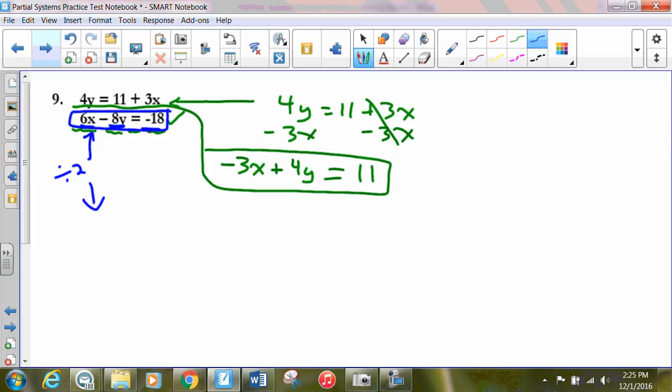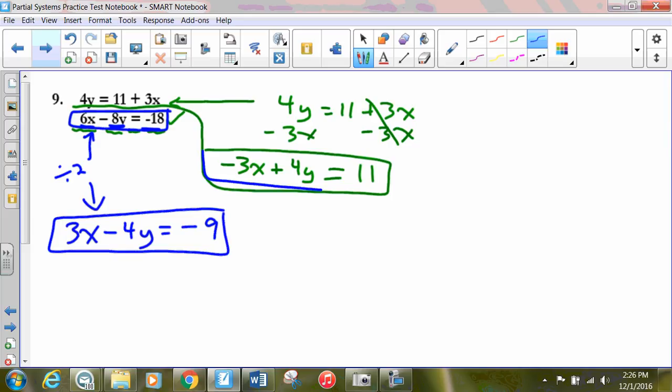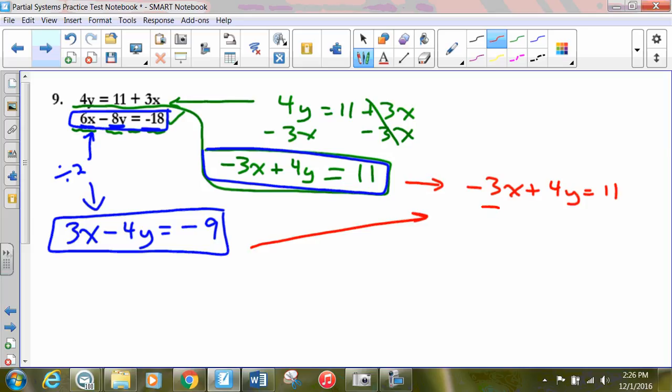And when I do that, I get 6x divided by 2 is 3x. Negative 8y divided by 2 is negative 4y. And negative 18 divided by 2 is negative 9. When I do that, it's awesome because now this equation and this equation will work when we use elimination. So what we're going to do is take both equations, we'll take that one and we'll take this one, and we'll write them right underneath each other, and we'll add them together.